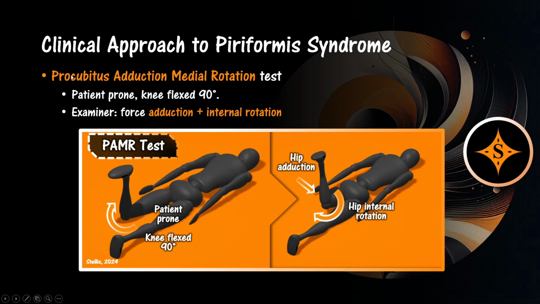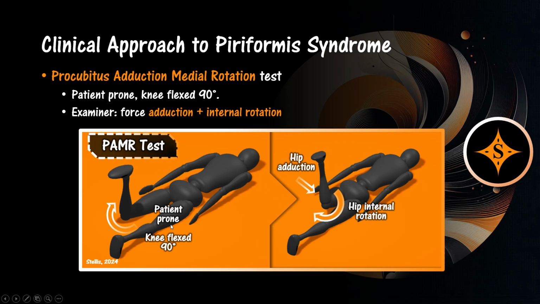This is the PAMR test, the procubitus adduction medial rotation. Procubitus meaning the patient is in prone position like this, facing the floor, with the knee flexed 90 degrees, perpendicular like this, so sort of an L shape, and then you force again hip adduction and hip internal rotation. So this is basically the same as fair test, but the patient is facing the floor. Fair test, you also perform hip adduction and hip internal rotation, but the patient is supine, facing the ceiling.